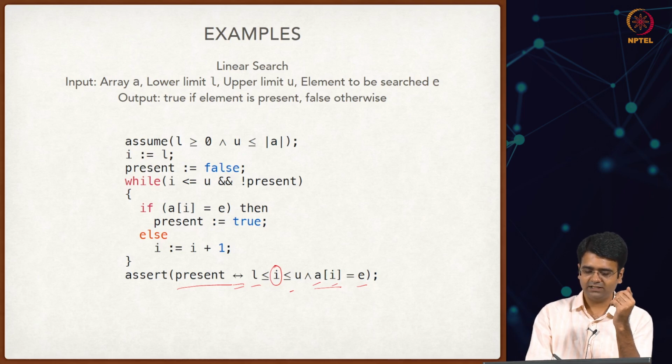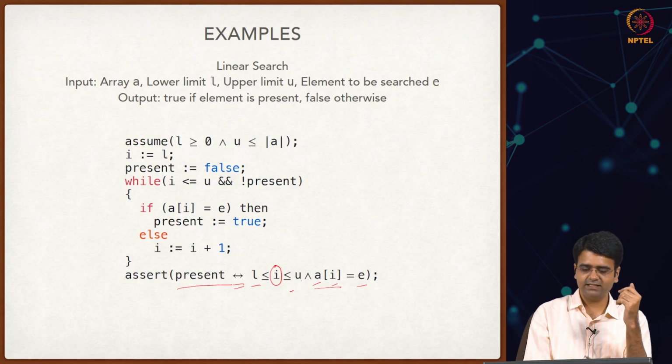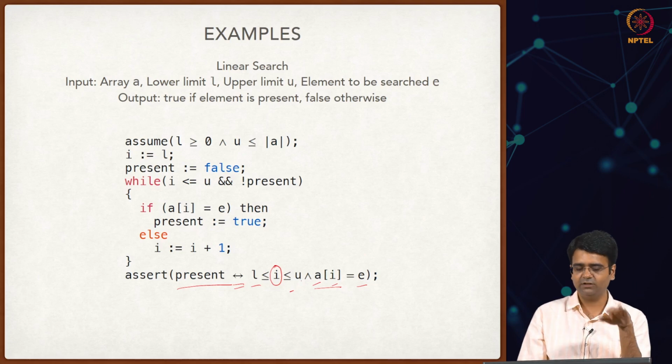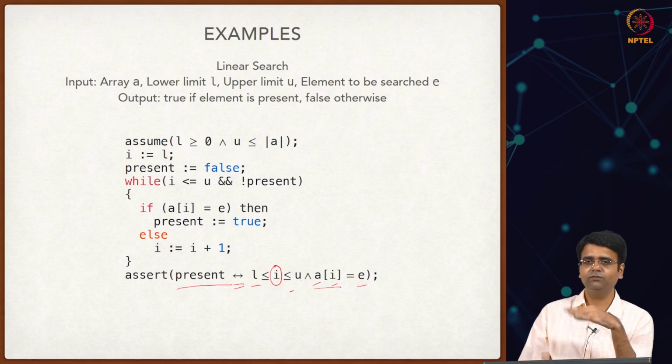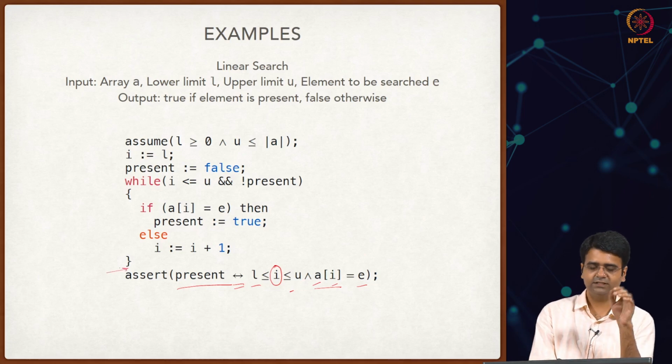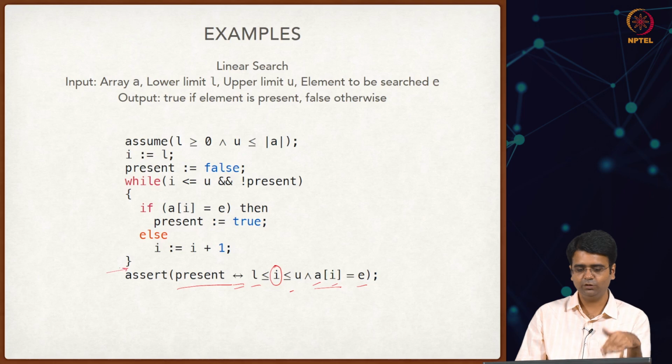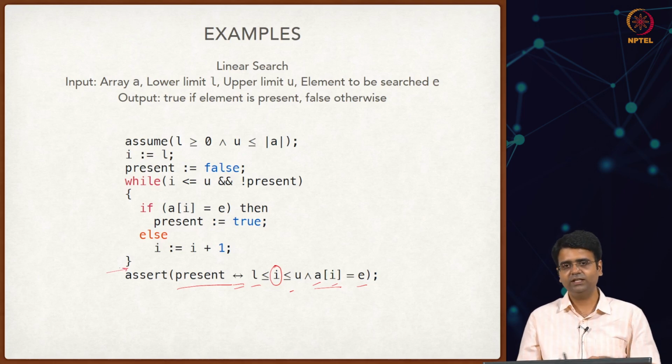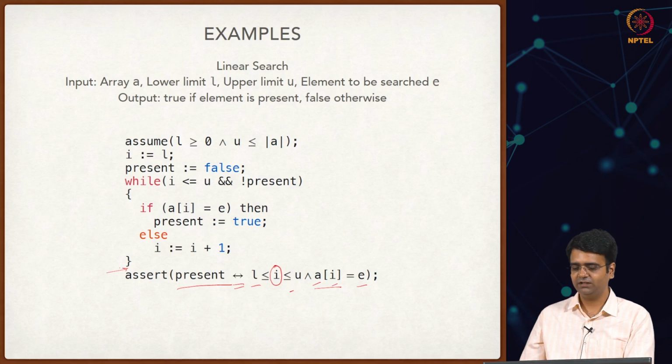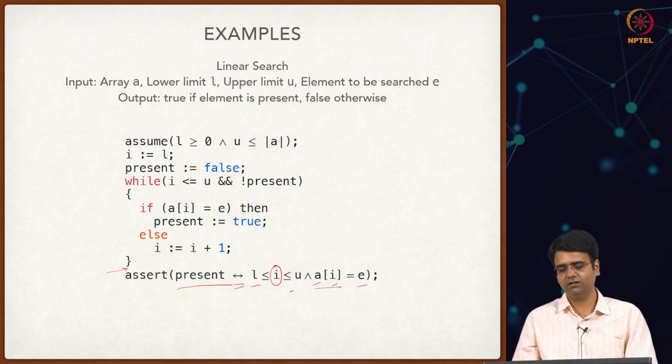And what we are essentially saying using this formula is we are trying to express a set of program states. We are trying to express the values of the program variables at the end of the execution of this program. So we are trying to say that when you reach the end of the execution of the program, the values of all these program variables must obey this particular formula. So the values of present, L, I, U and A must obey this particular formula.